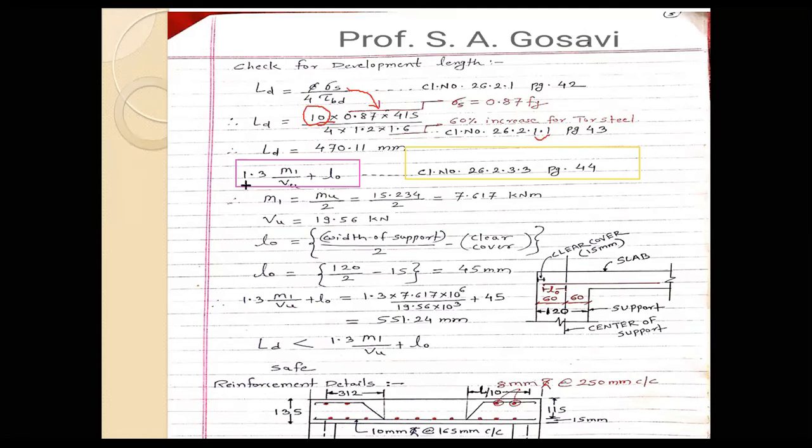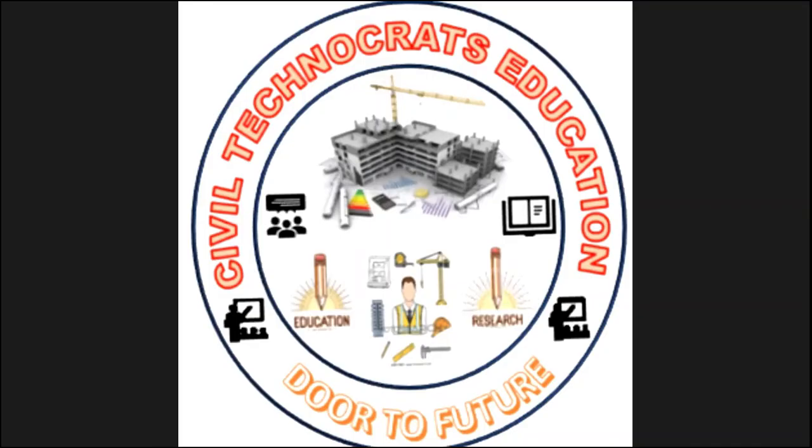But if the value of 1.3 M1 upon V plus L0 is less than this LD, then you need to revise the section. That means you have to change your depth, and once again do all the calculations and take all the checks. Now this formula is also given on page number 44, clause number 26.3.2.2. We want to see that here somewhere. Where is the IS code?